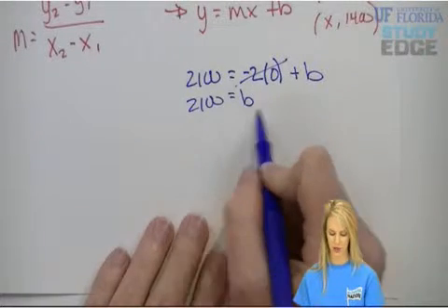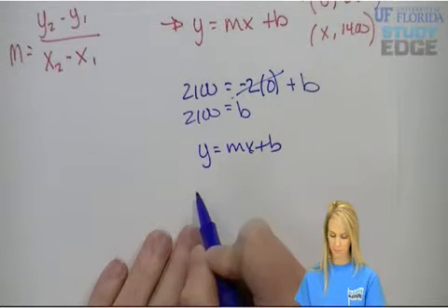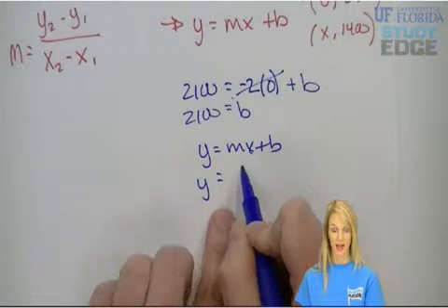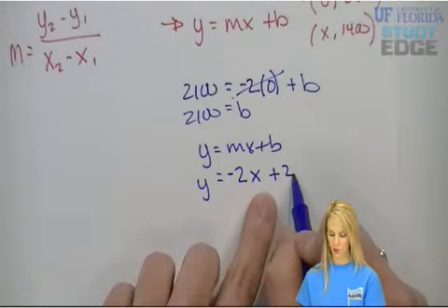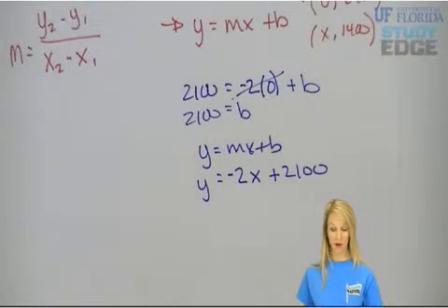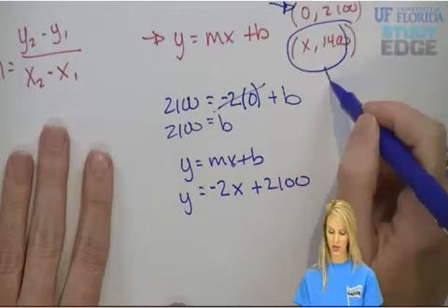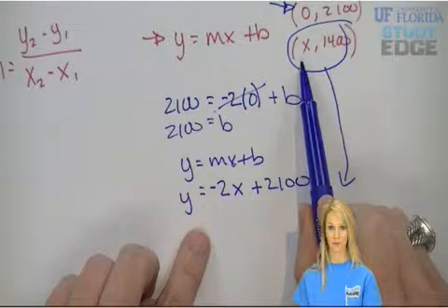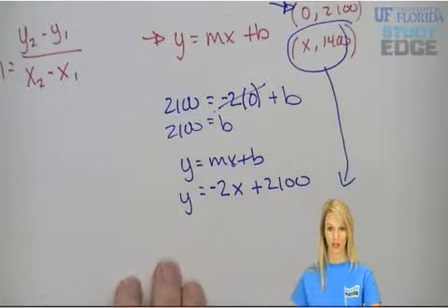Now let's use that information and put together our line. We know that y equals mx plus b, so y is equal to negative 2x plus 2100. Okay, we're getting somewhere now. Now let's look at our second point. We want to know, what is x when we have a height of 1400?